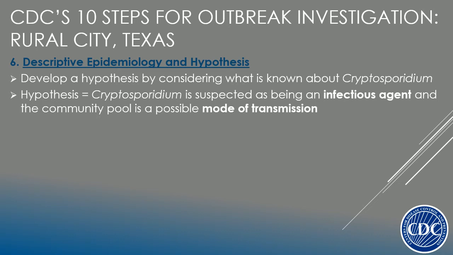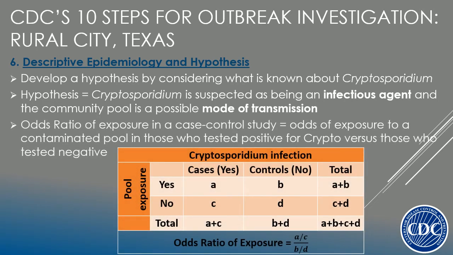Within this step, a case control study is implemented, and an odds ratio is used to measure the association. The odds ratio compares the odds of exposure to a contaminated pool in those who tested positive for crypto versus the odds of contaminated pool exposure in those who tested negative for crypto.